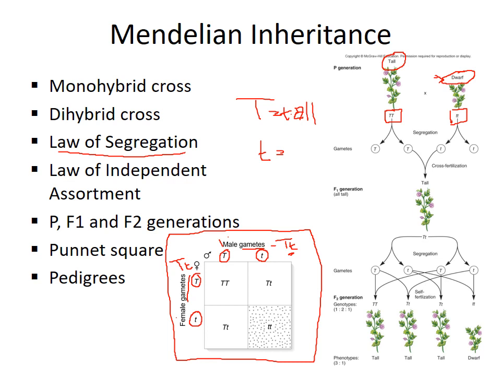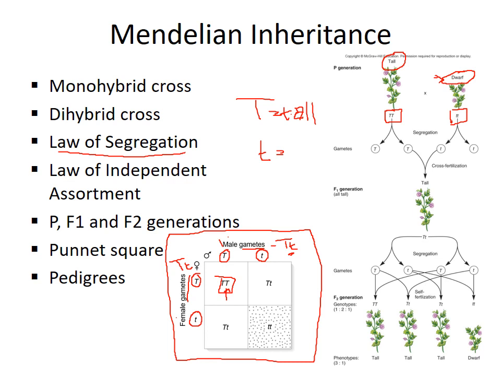So if mom's capital T comes in contact with dad's capital T, child number 1 will be homozygous dominant. Homozygous means both are the same. Dominant means both of them are capital. So child number 1 will be tall.